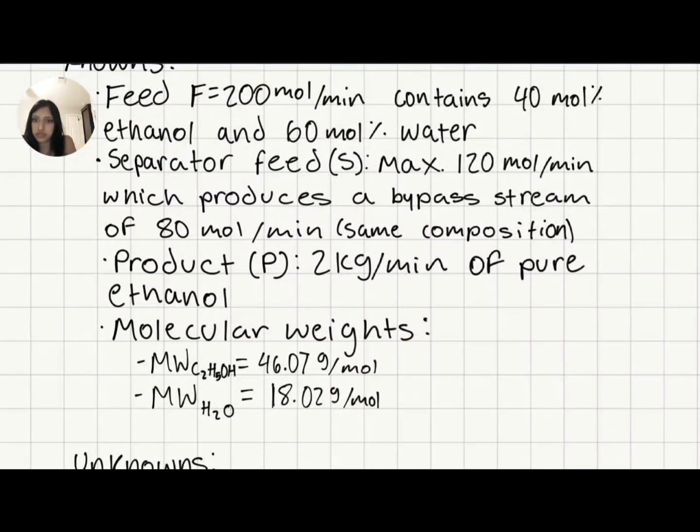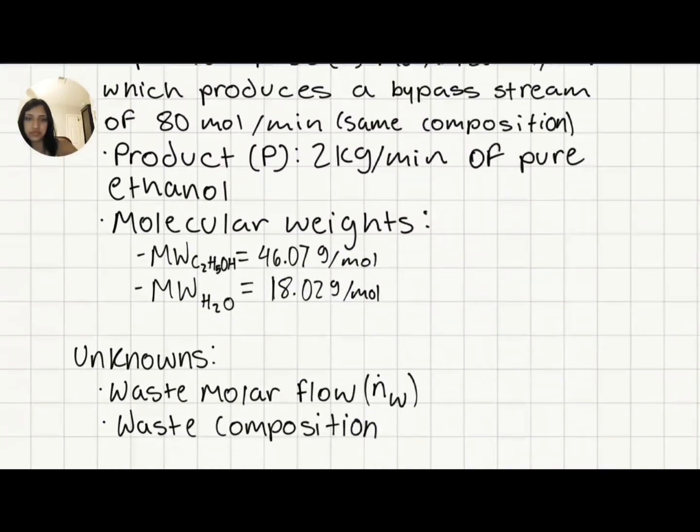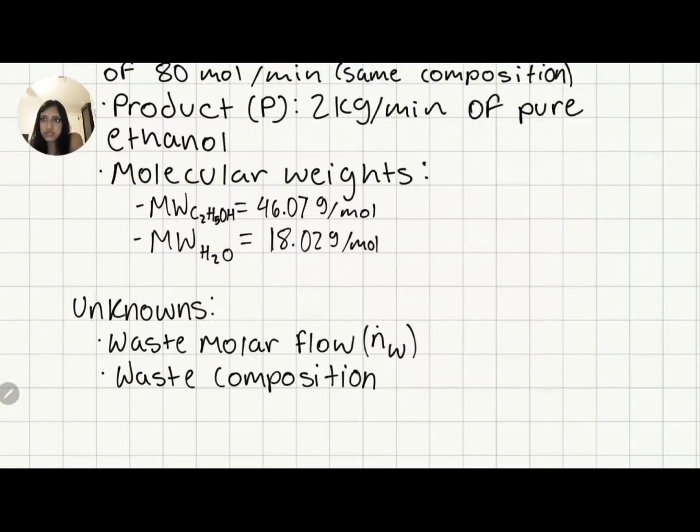Now we also have our molecular weights. Our molecular weight for ethanol is 46.07 grams per mole, and our molecular weight for water is 18.02 grams per mole. And for our unknowns, we have waste molar flow and waste composition, which is what we need to find to solve the problem. The problem, which is the efficient separation of ethanol from water, is critical in biofuel production. So that is its real-world importance.